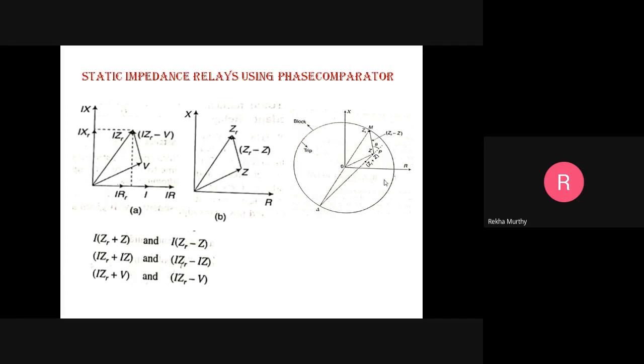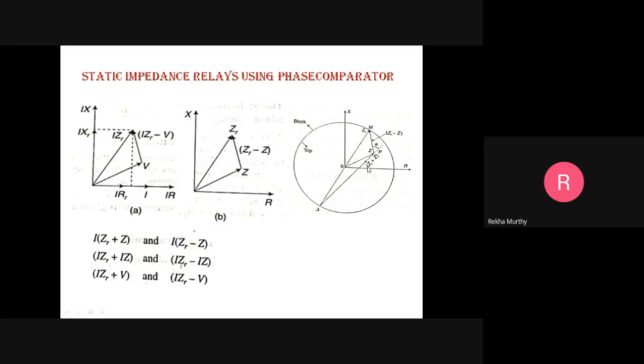NO is equal to ZR. N with respect to the center O is nothing but ZR, and the phasor NP is this one. What you need to do is take the opposite of this, which gives you minus ZR. This you have to add up. So the value from here to here will be ZR plus Z. When you take the difference between these two, ZR and ZR plus Z, it will give you ZR minus Z.